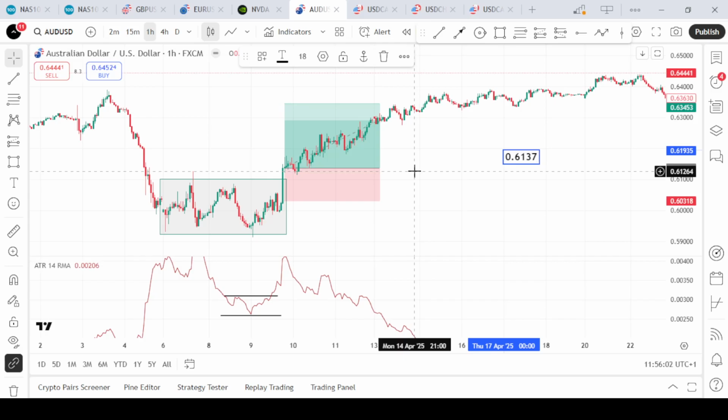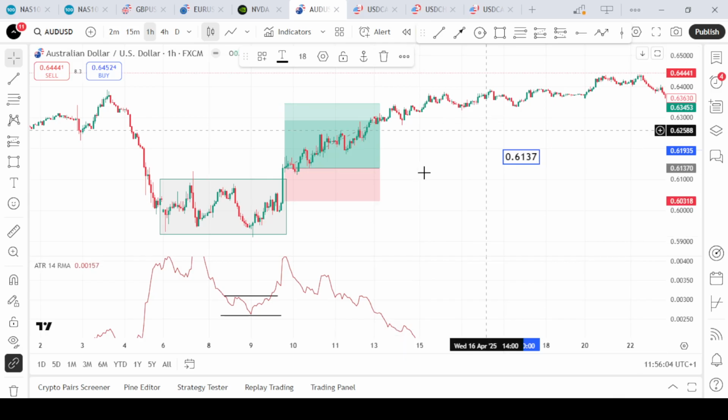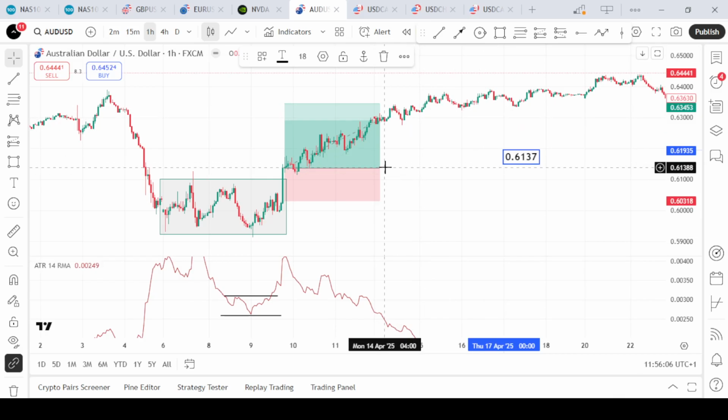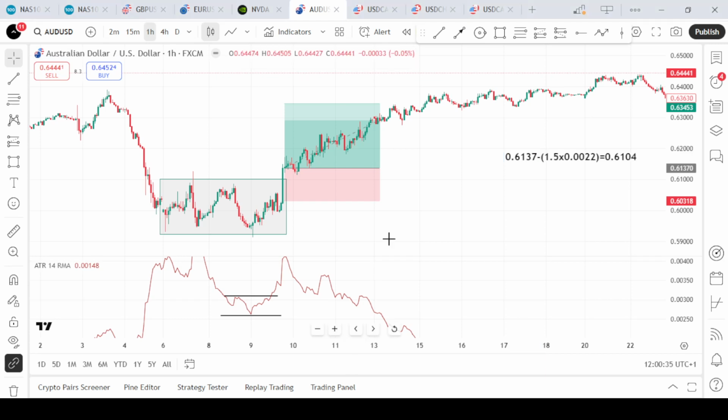61370. This is where we entered, and at that point where we entered, our ATR value is 0.0249. That is the area we entered. Now this is the calculation.